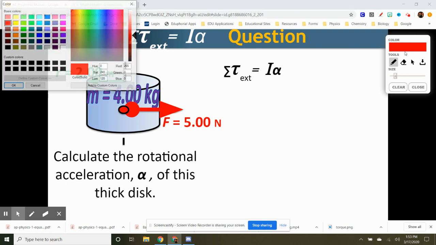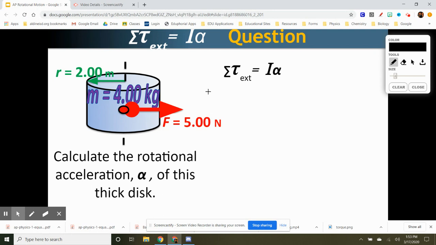Okay, so Victoria got the answer correct, so I'm going to show you how she probably got that answer. You have to do some algebraic substitution here. Now, we just discussed how this is the sum of the torques. Well, there's only one torque that's acting on this disk. So the equation for torque is the force that makes the torque times R, and then times the sine of the angle that it makes.